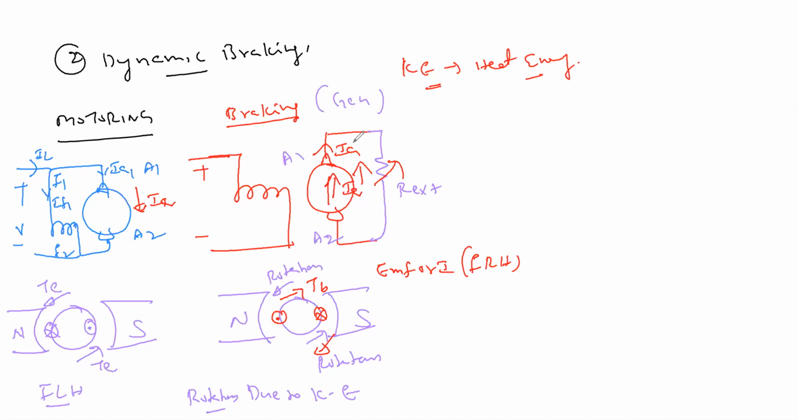You can mention here now EMF or current direction by FRH, Fleming's right hand rule. You have a generator action. This is a motoring action. This is generator action. Current direction change होगा. Braking is nothing but generator action में operate कर रहे हैं. But इन दोनों में kinetic energy waste हो रही है in the form of heat. तो क्या करना? The next method में what is called as a regenerative braking.